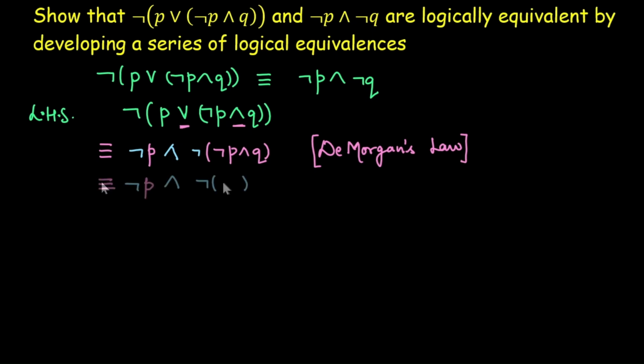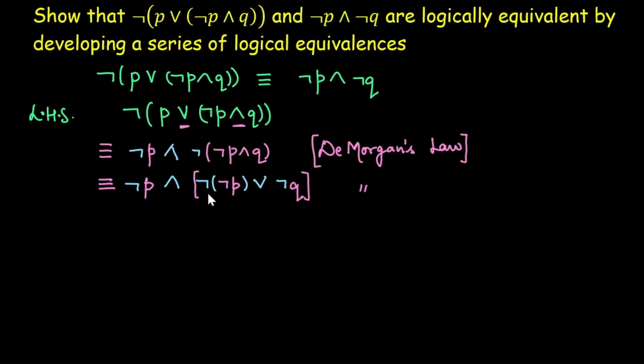Now we can further take this negation inside this bracket. We have negation of P, negation of AND is or negation of Q. Here we need to keep this bracket because the operator is different in this case. Here it is AND and here it is OR. And in this step we have used again De Morgan's law by distributing negation over this bracket.